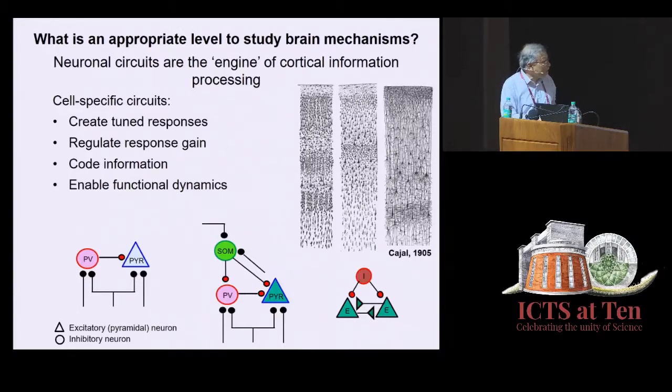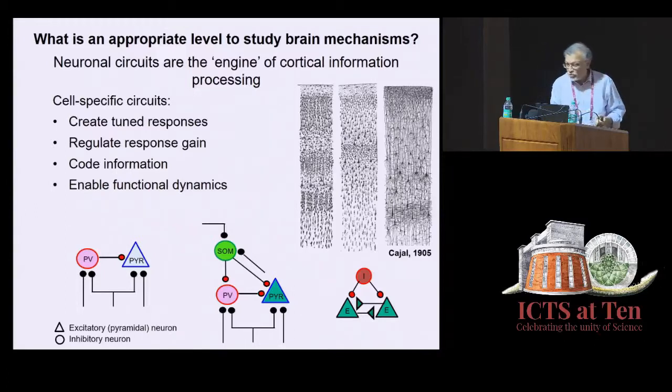So we tend to lump them into at least these two important functional kinds, and their interaction leads to tuned responses, response gain control, coding of information, functional dynamics. And I hope in the next 20 minutes I'll be able to give you a brief glimpse into how we decipher the circuits that do these interesting things and why they matter.